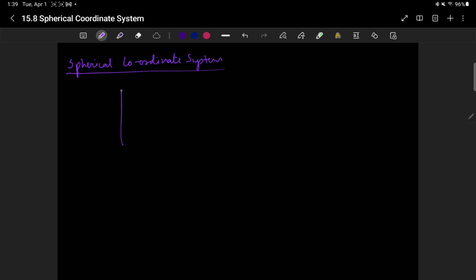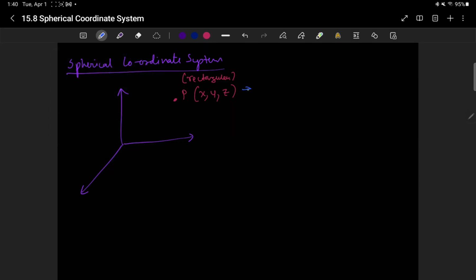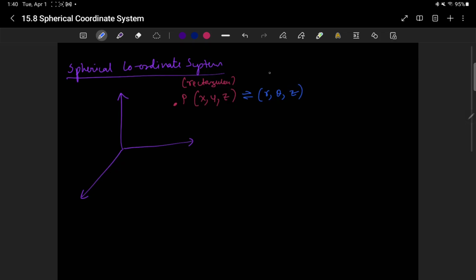So what is the basic idea here? Once again, it's a point in space, and we want to identify it using something different, right? So we already have x, y, z. That's your rectangular system, and we already built r, theta, z, which was called your cylindrical.